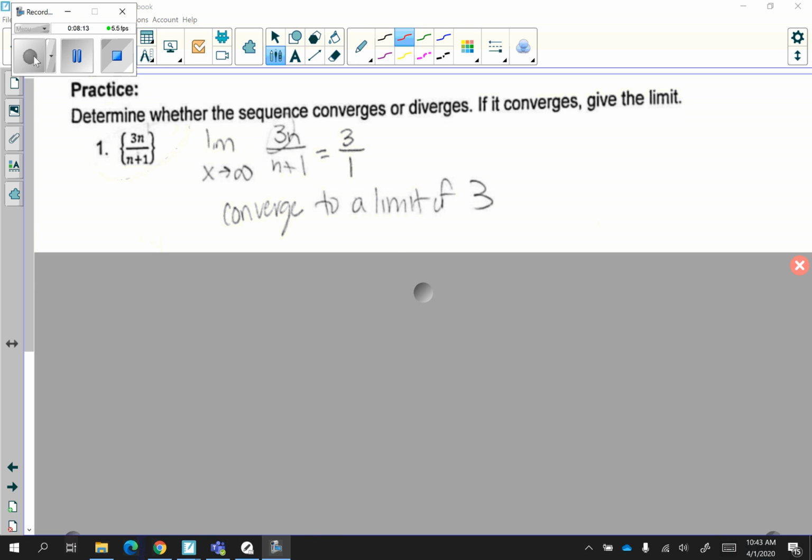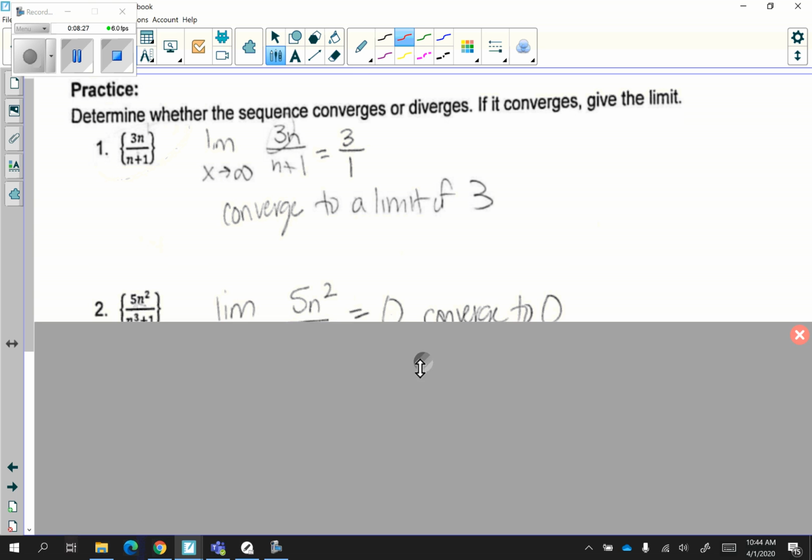Let's take a look at the answers. Number 1, 3n over n plus 1. The limit as n approaches infinity. Remember, the degrees are the same, so take the ratio of the coefficients. So that's 3 over 1, so therefore it converges to the limit of 3.